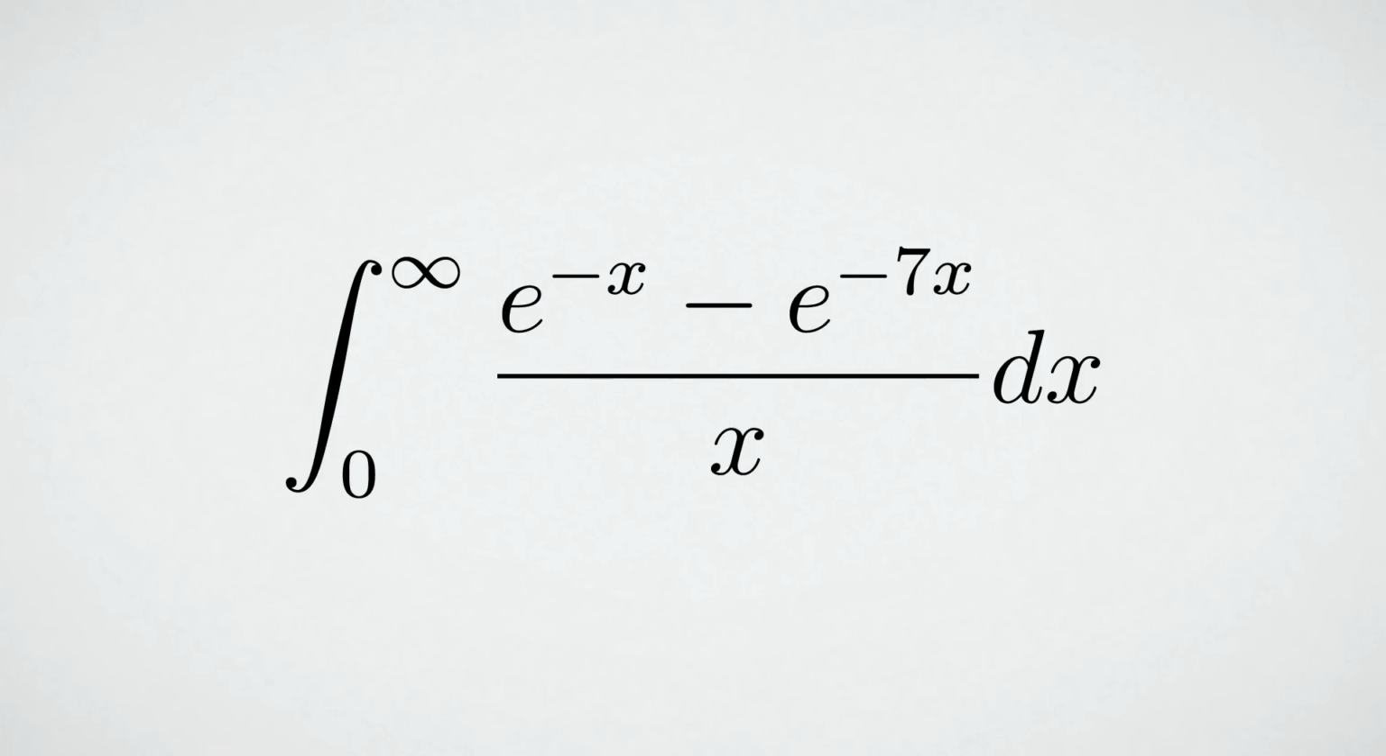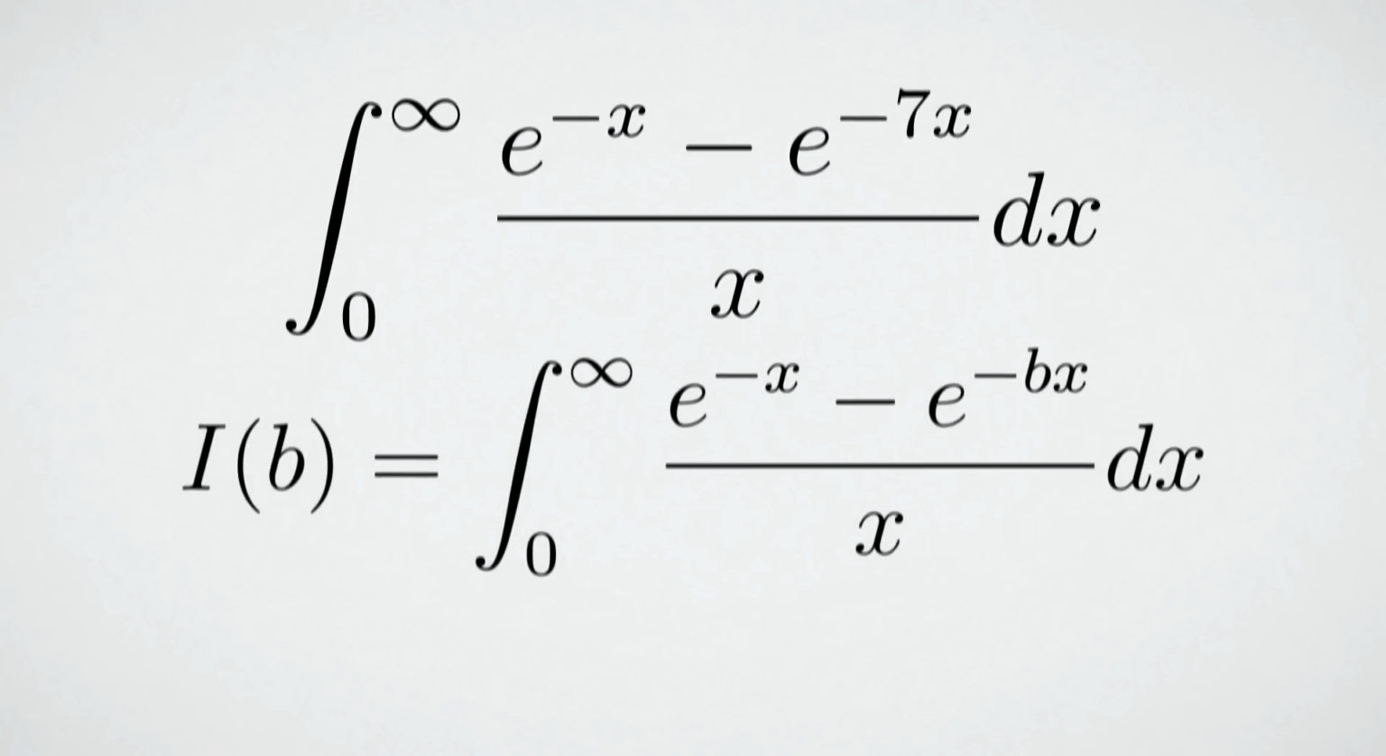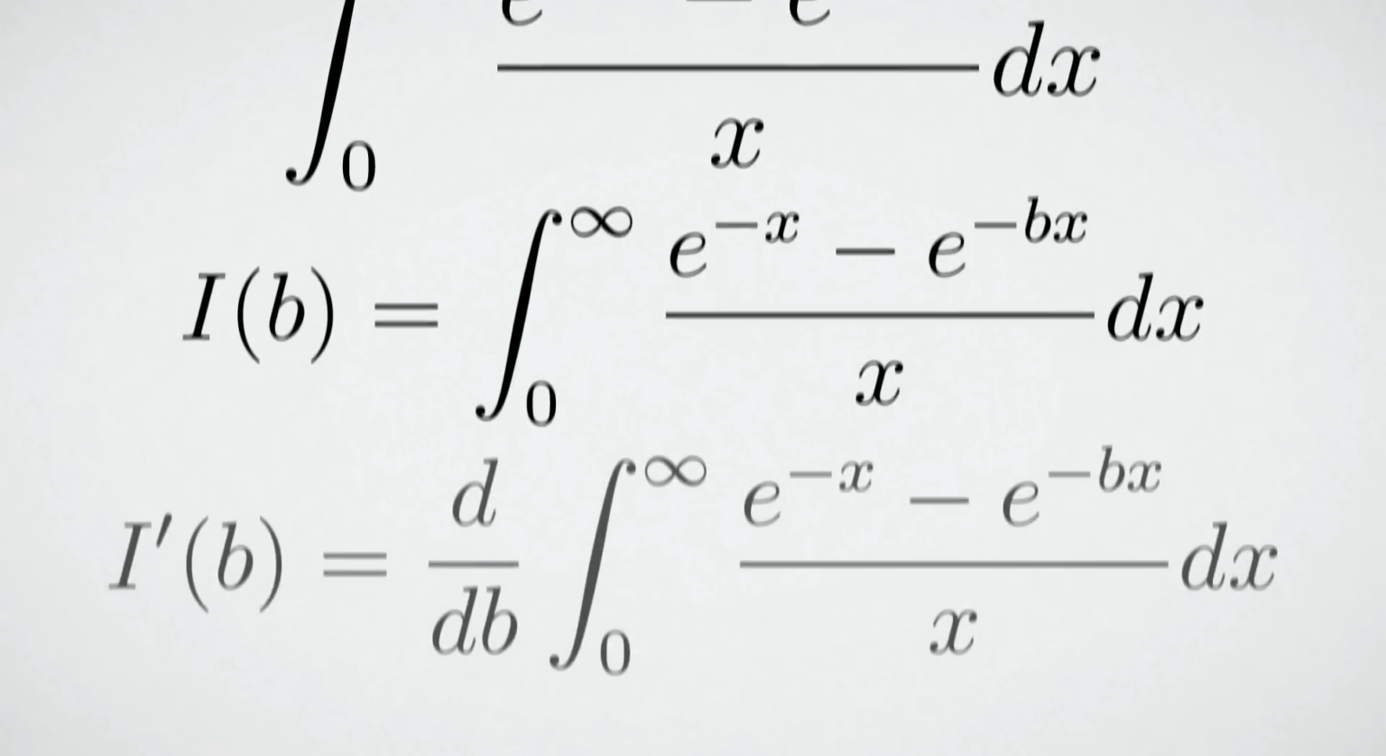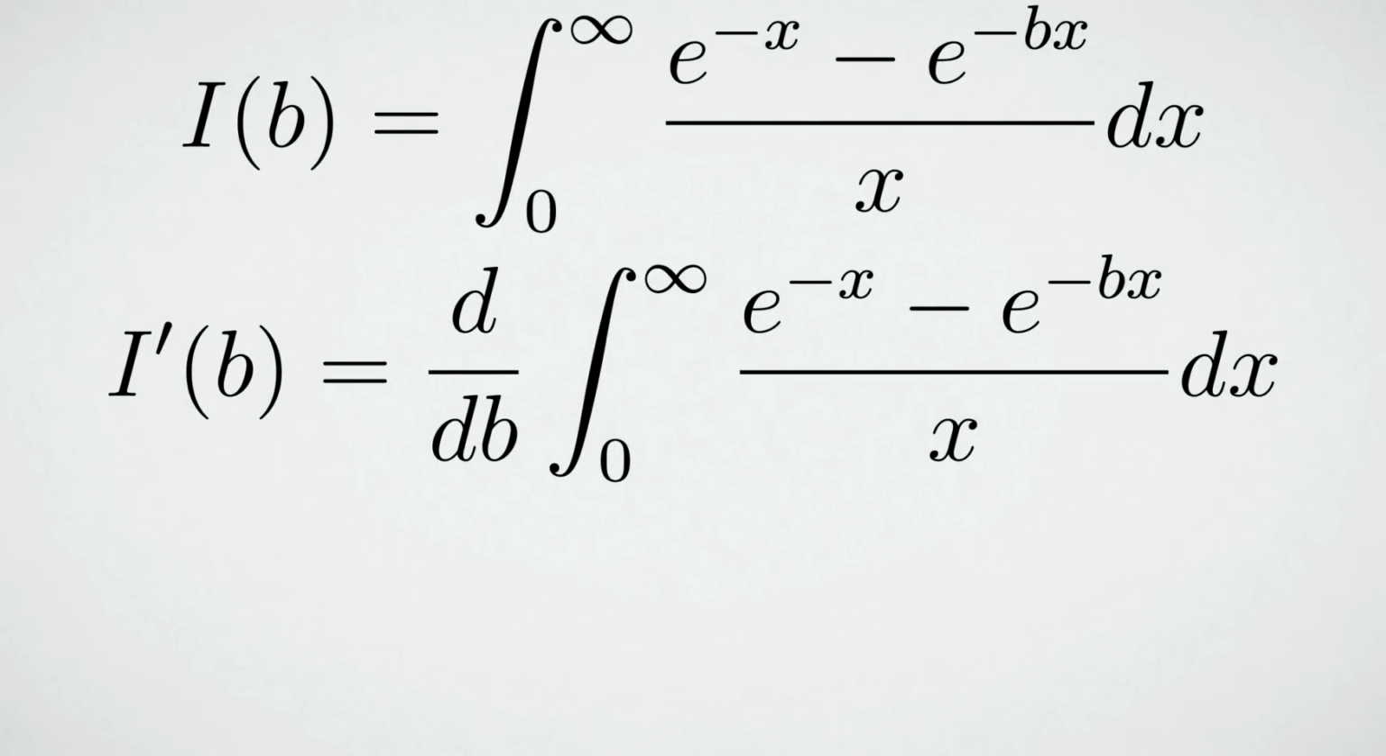Now, normally you'd have to do some guessing to find which number to substitute, and it might not even work, but with some luck you might try substituting b in for 7, like so. What do we do next? Well, we find I prime of b by differentiating under the integral sign. So, I prime of b equals d db of the integral from 0 to infinity of e to the negative x minus e to the negative bx over x dx.